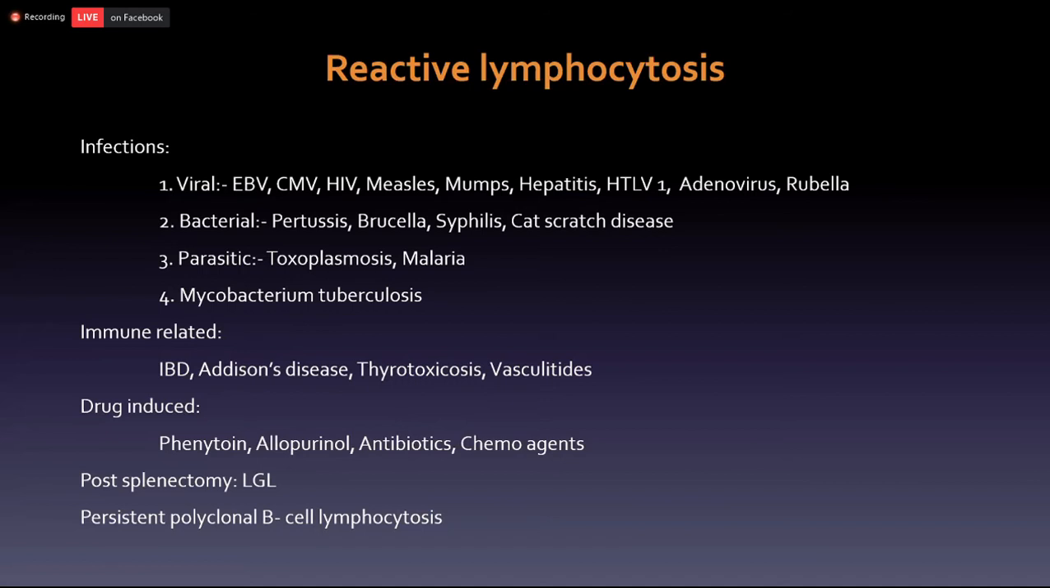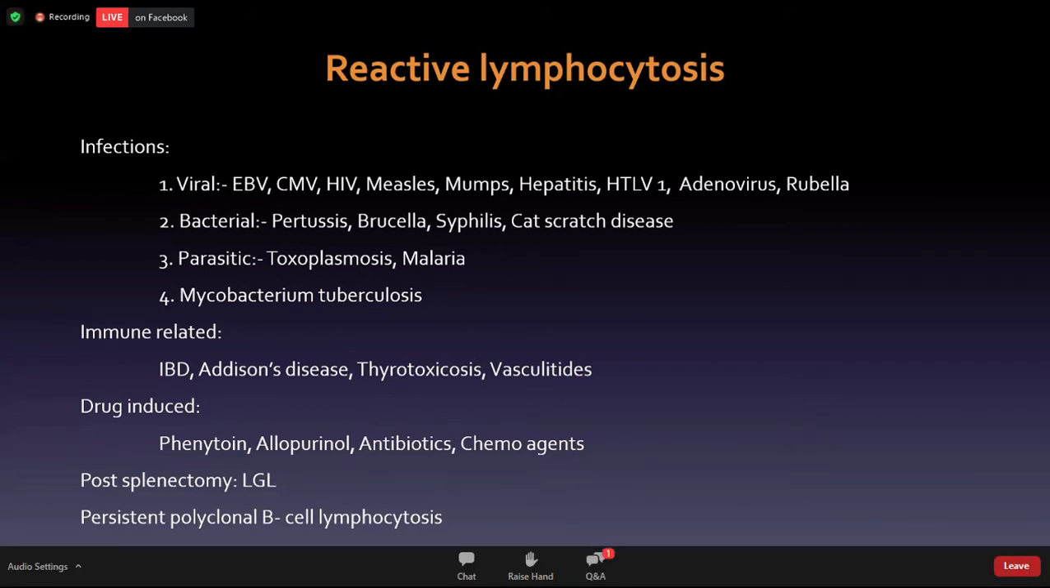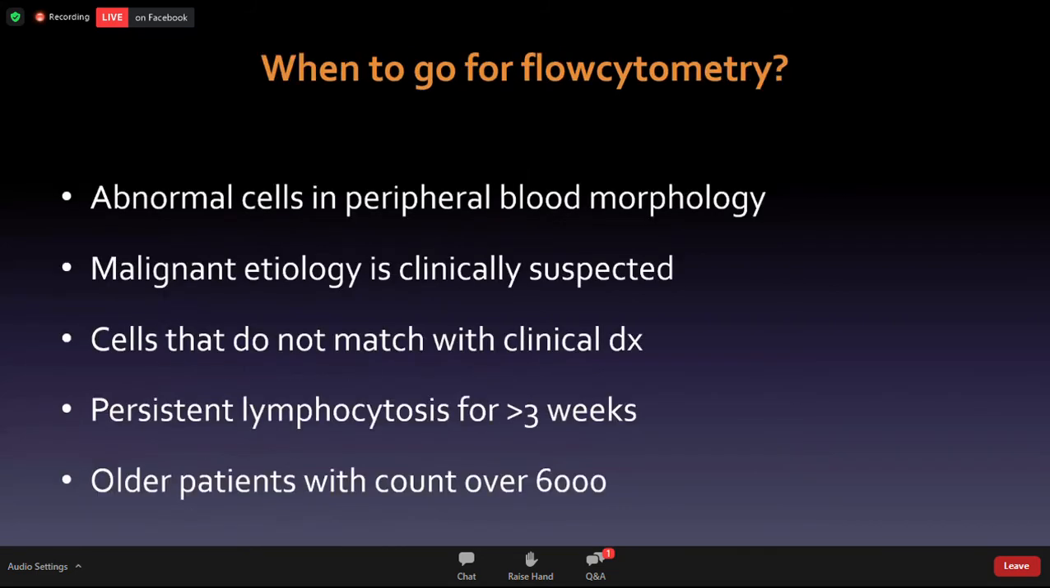And as I already mentioned, post-splenectomy, you have lymphocytosis, and the majority of those lymphocytes are LGLs, and they may persist for years to come. Then you have persistent polyclonal B-cell lymphocytosis, typically in a smoker female patient, which is a benign disorder. So once you have constructed the differential diagnosis with good clinical history, and you do certain serological testing for different infectious diseases, then with thyroid testing, Addison's disease testing, you can come up with a particular or specific diagnosis.